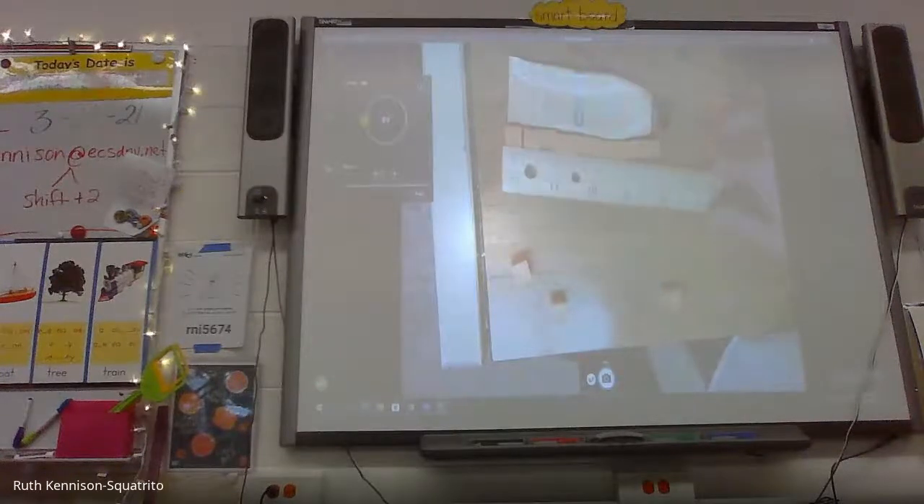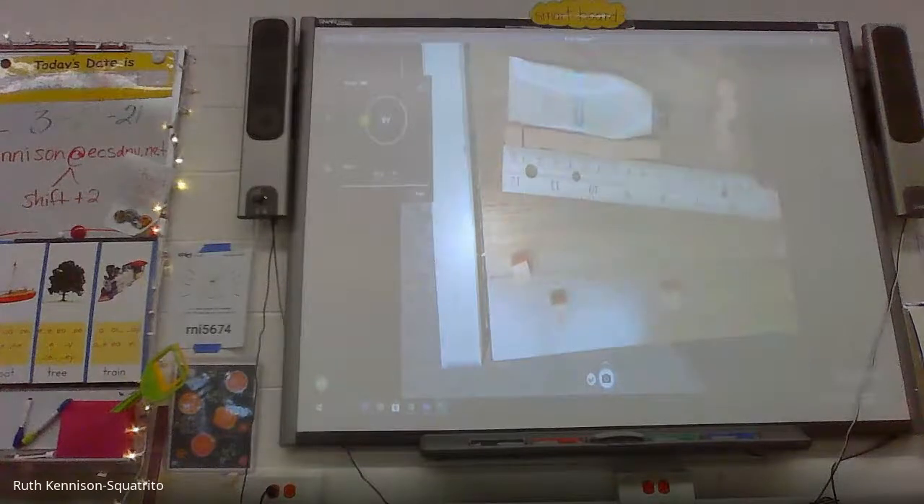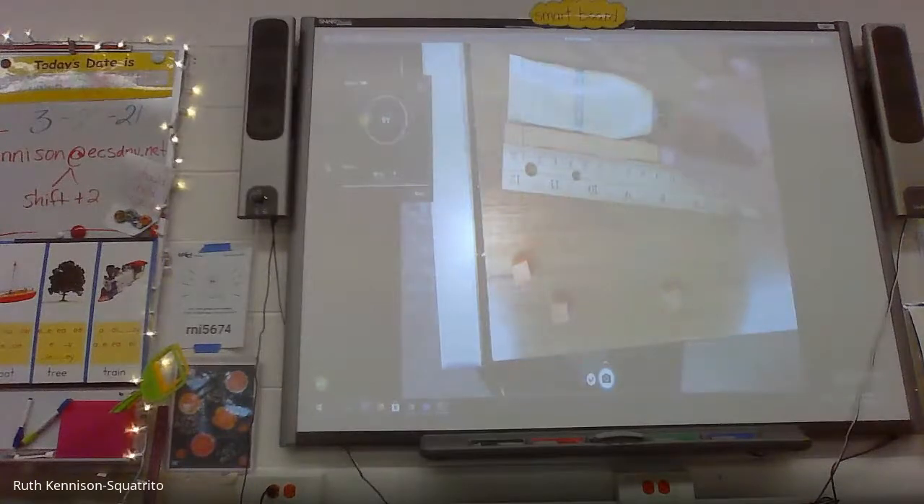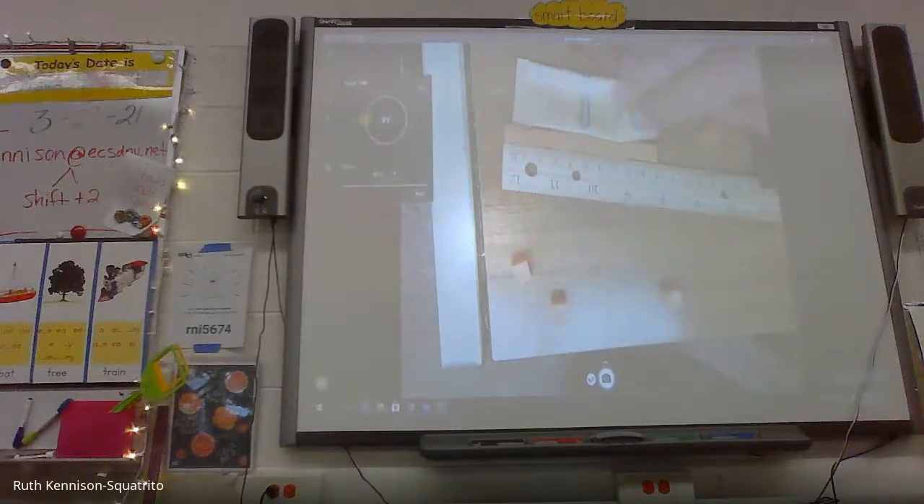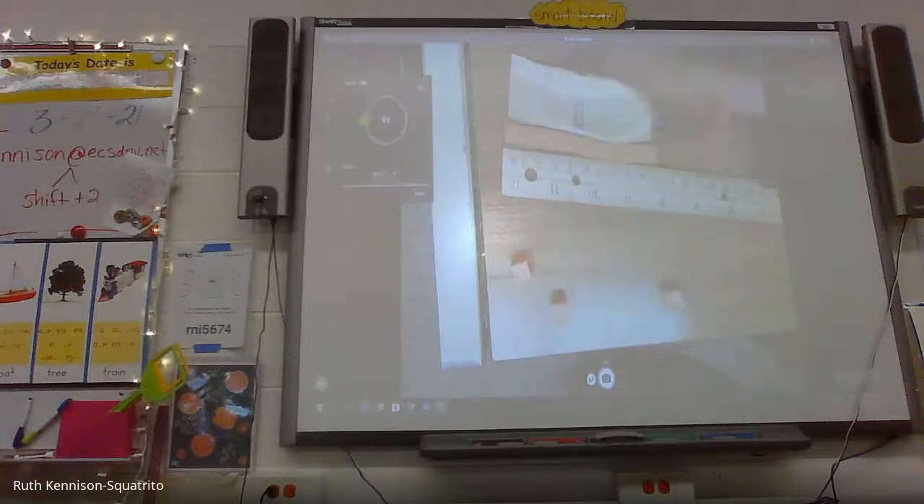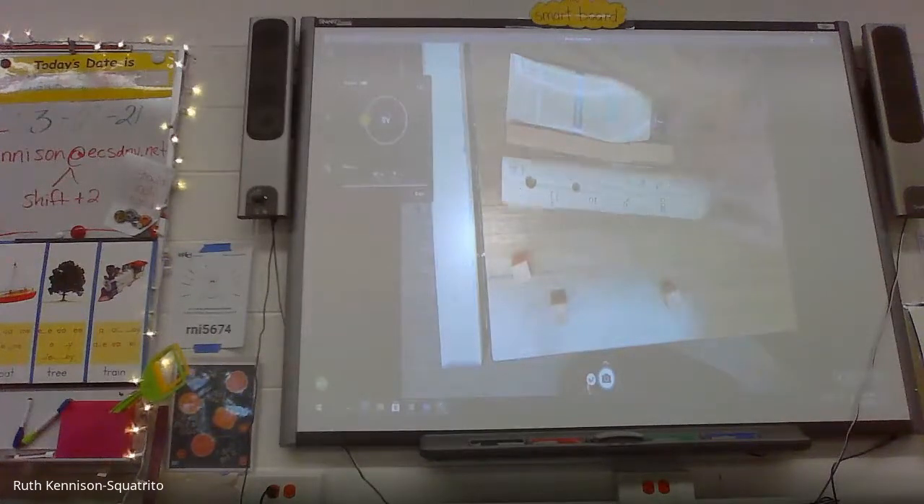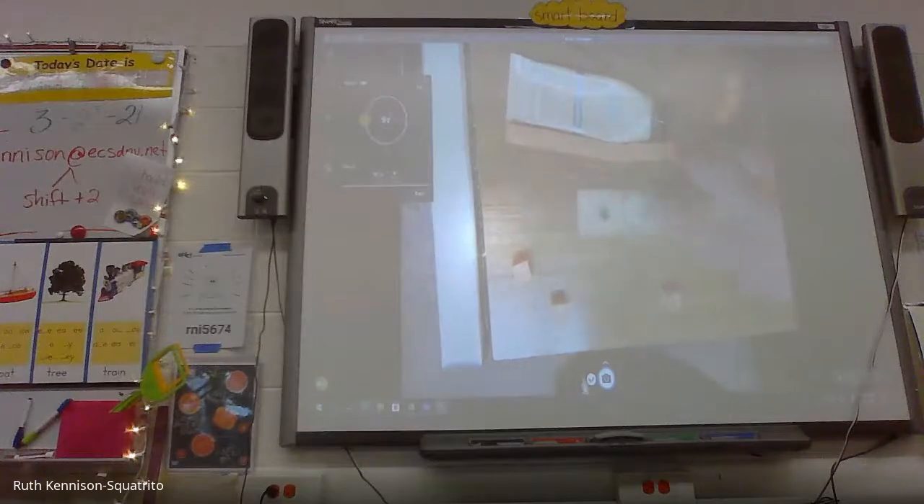If I line up my ruler, 10 centimeters is pretty close. It's actually, look, close to 11. It's kind of in the middle, like 10 and a half, but because it's closer to 11 than it is to 10, it's bigger. That's weird. Cool. All right.